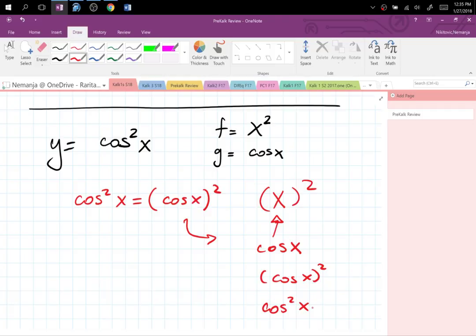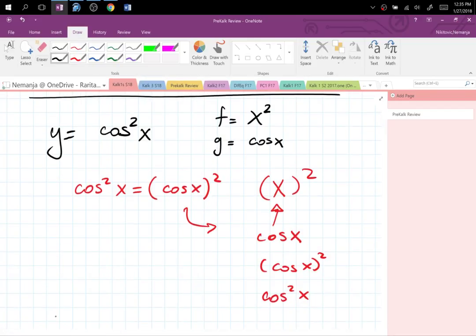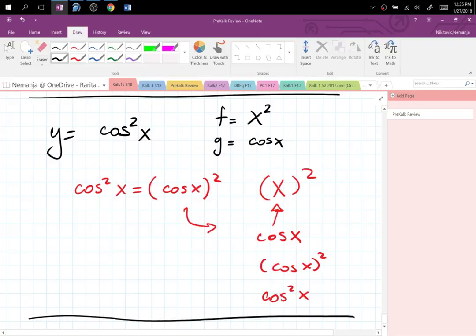Same notation for ln. If you see ln squared x, that just means ln x everything squared. Again, in a function composition, it's going to work this way. I am going to leave all of this here the way it is, and if you rewatch the video you should click in. But I'm going to add to this in purple: versus y equals cosine x squared, where f is cosine x and g is x squared.